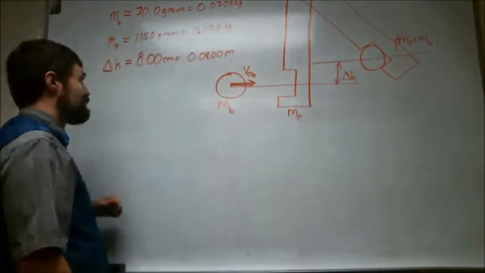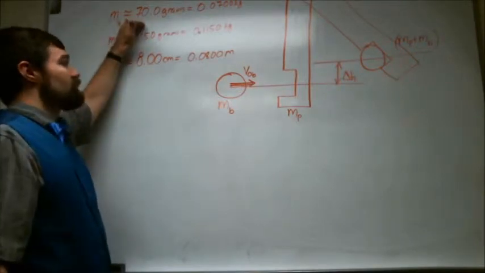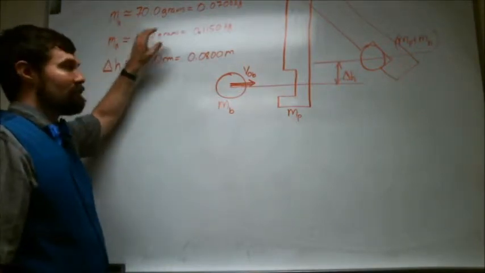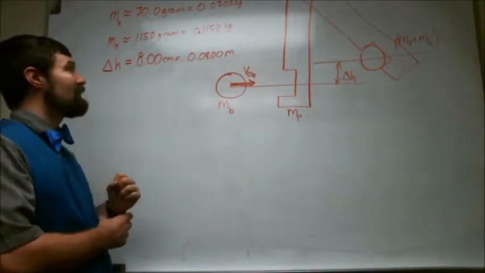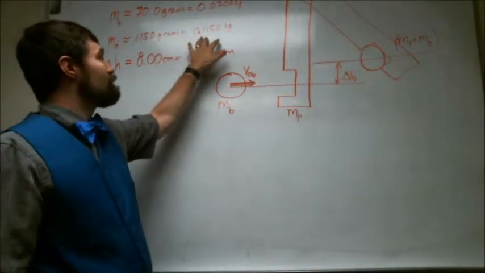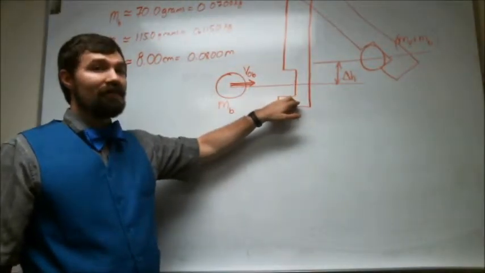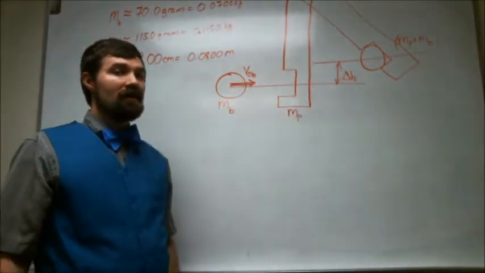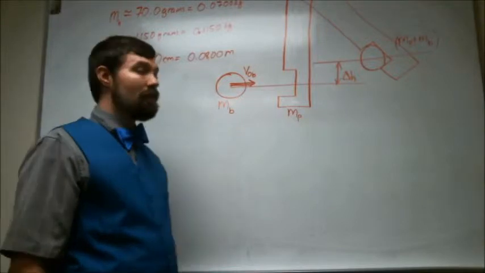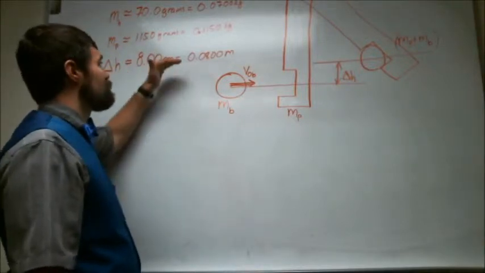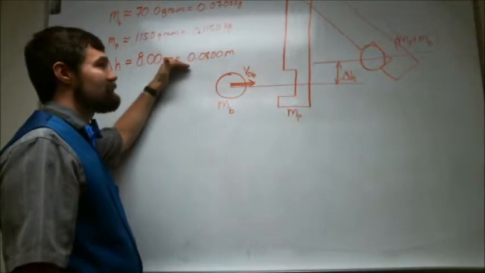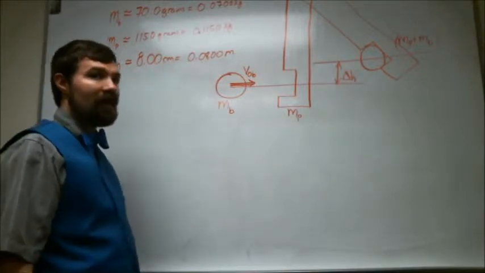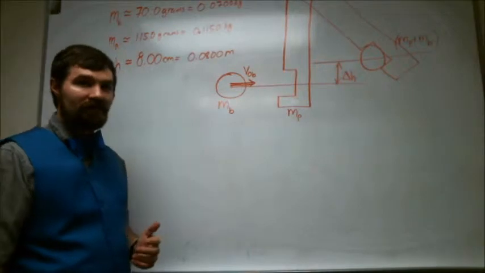I've decided that I'm going to use a 70-gram brass ball bearing as my projectile, and a 115-gram pendulum for my pendulum. I did this and came up with about an 8-centimeter change in height from start to finish.